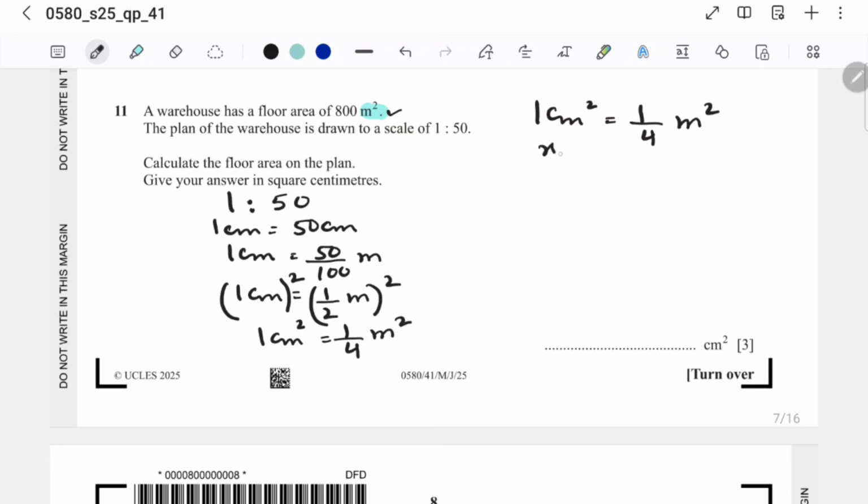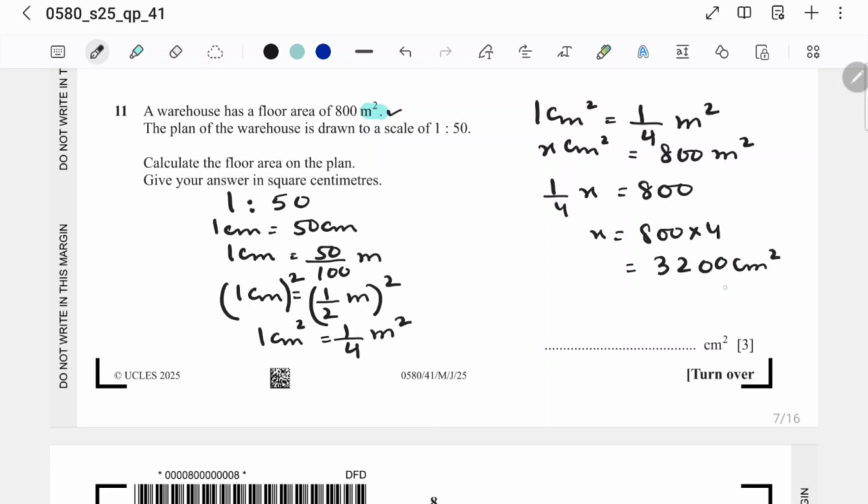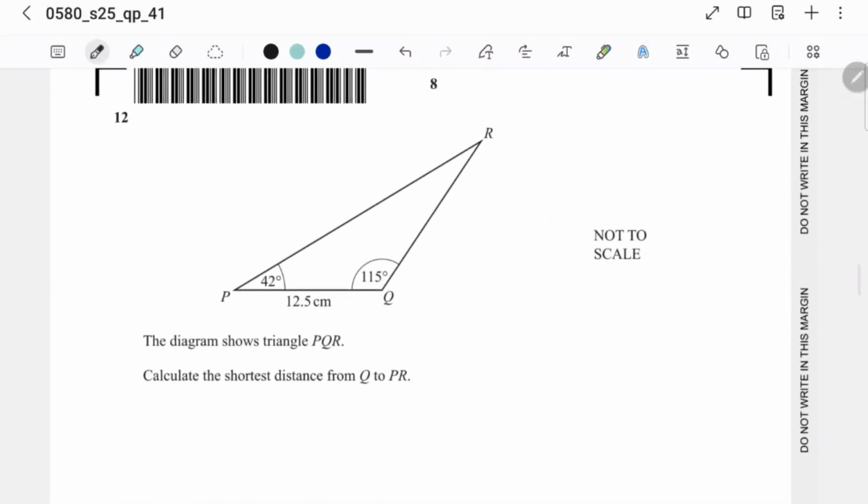Okay, so x square centimeter is equals to 800 meters square, and then cross multiply. Whenever you cross multiply, you will get 800 times 1 is equals to x upon 4. So x is equals to 800 times 4, that is equals to 3200 square centimeters. Sorry, 3200.